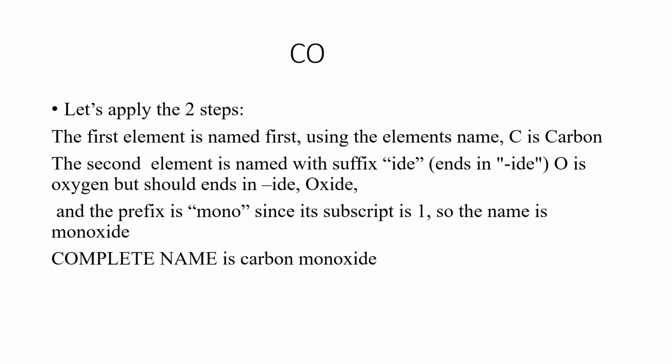CO. Let us apply the two steps. The first element is named first. Okay, C is carbon. And the second element is again named with IDE ending. So oxide again is oxide. And the prefix is mono since its subscript is 1. So without any number written, it means 1. So the name is monoxide. So the complete name is carbon monoxide. Remember, mono is only applicable to the second element, never on the first element.